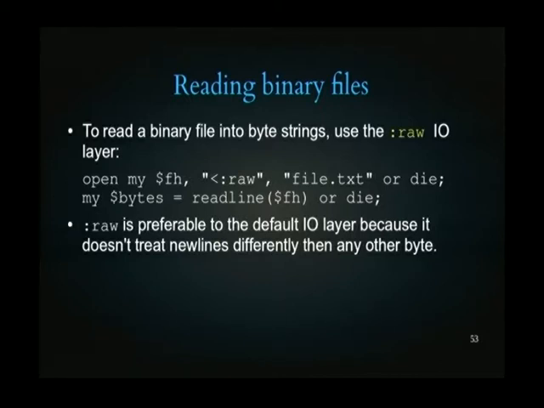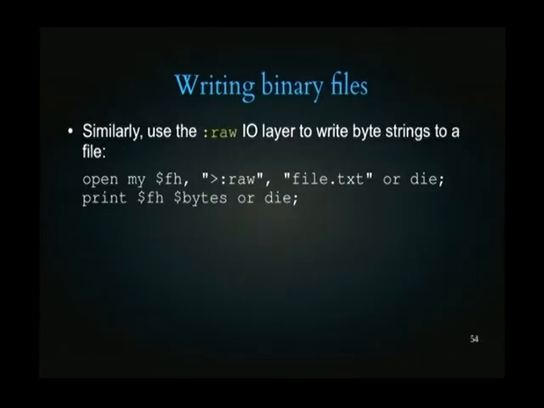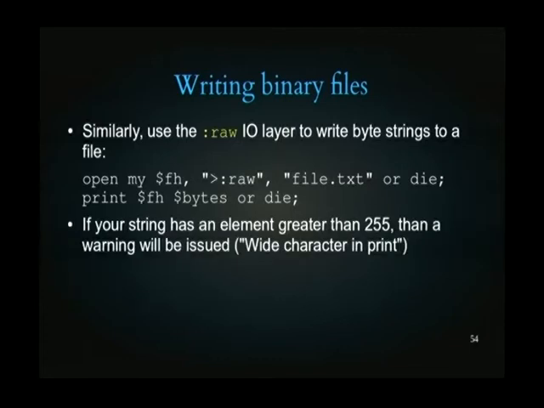It does special things with newlines depending on whether you're on Windows or Unix. So if you specify raw, you're saying, I always want the bytes, I don't care whether I'm on Windows or Unix. Writing binary files is a very similar process. Just change that and use print, and you can still use the raw IO handle layer.